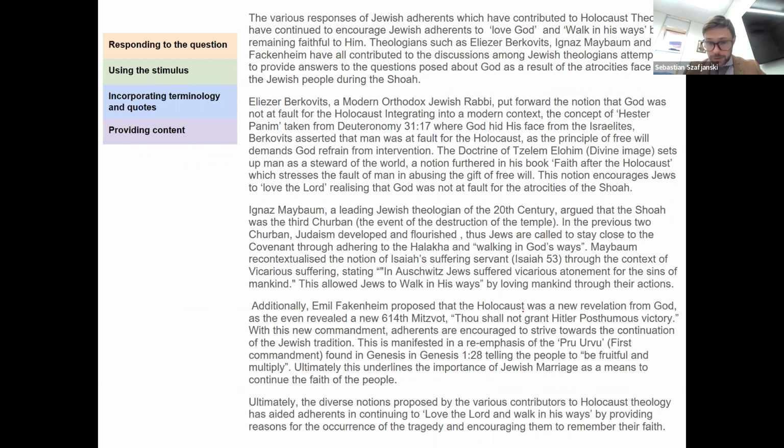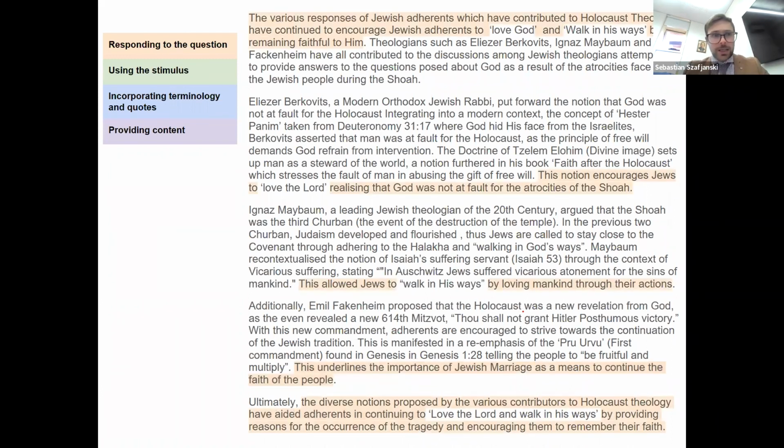Ultimately, the diverse notions proposed by the various contributors of Holocaust theology have aided adherents in continuing to love the Lord and walk in his ways by providing reasons for the occurrence of the tragedy and encouraging them to remember their faith. So if we go back all the way to the start and those big questions, why would God allow this? If we're talking about dynamic and living, you can see there, providing reasons. Okay, so let's have a look.